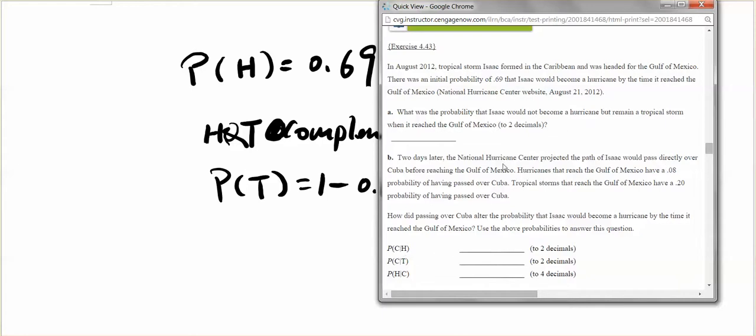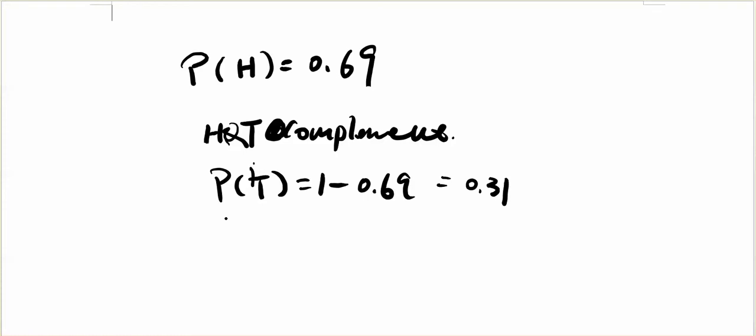So the first statement here, we got 0.08. So what's that? A hurricane that reached the Gulf of Mexico has a 0.08 probability of having passed over Cuba. Which means we already know it's a hurricane, and what will be the probability for it to pass Cuba? So the 0.08 is talking about the conditional probability given H, given it's a hurricane, and the probability to pass Cuba is 0.08. Therefore, the probability of C given H is 0.08.